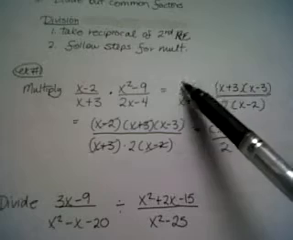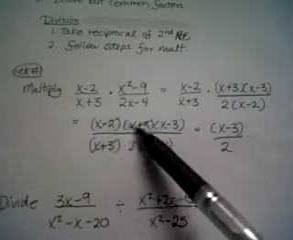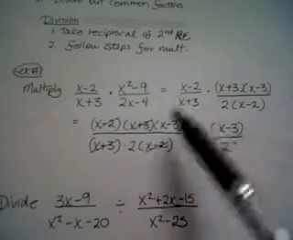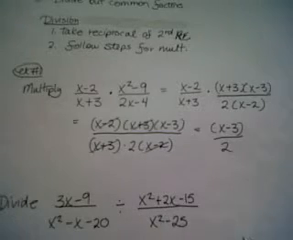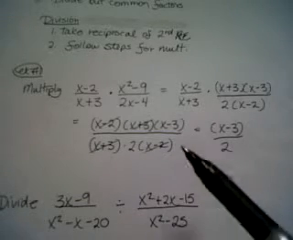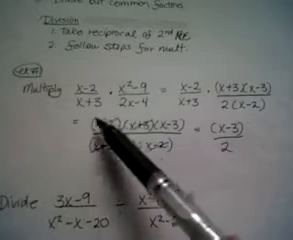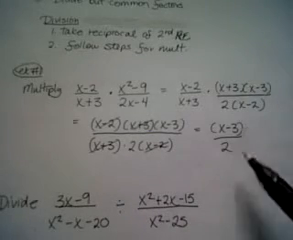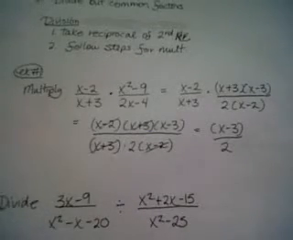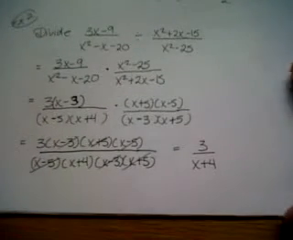Multiply it all the way across, so this is going to be x plus 2 times x plus 3 times x minus 3. And over here I have x plus 3 times 2 times x minus 2. Then I look to see what cancels out. The x plus 3's cancel out, the x minus 2's cancel out. I'm left with x plus 3 over 2. Let's take a look at another example.